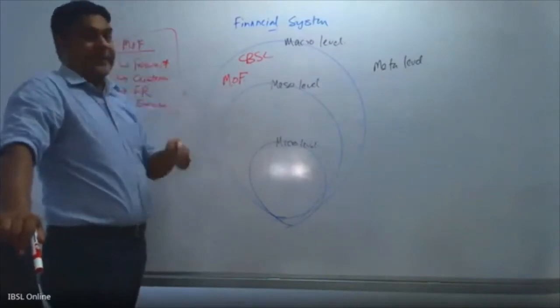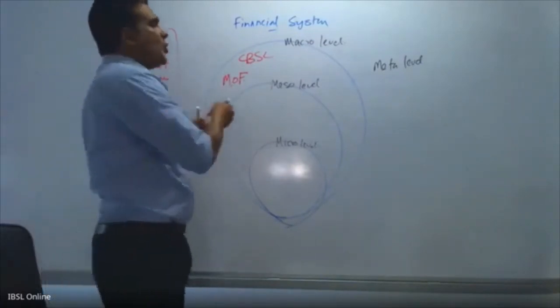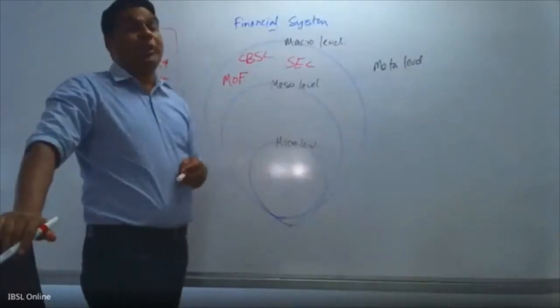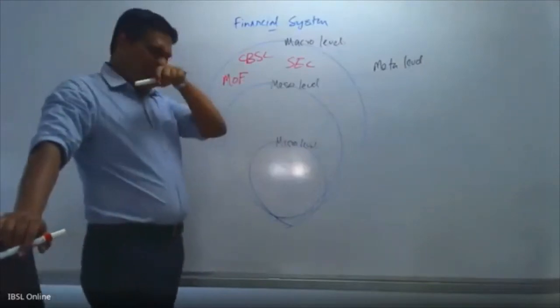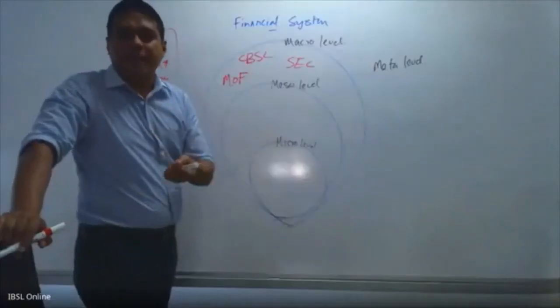Right. Okay. Have you heard of something called SEC? What is SEC? Securities and Exchange Commission. What do they regulate? The stock exchange. They regulate the stock market of the country. So the stock market is part of the financial system because it deals with financial instruments.